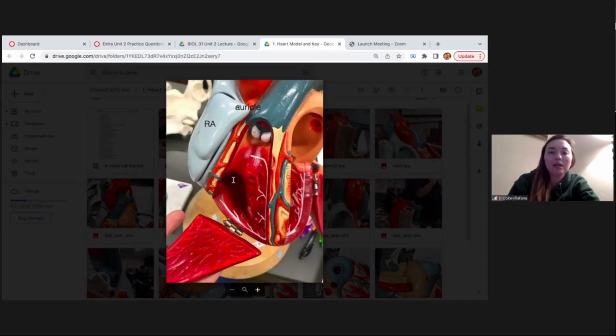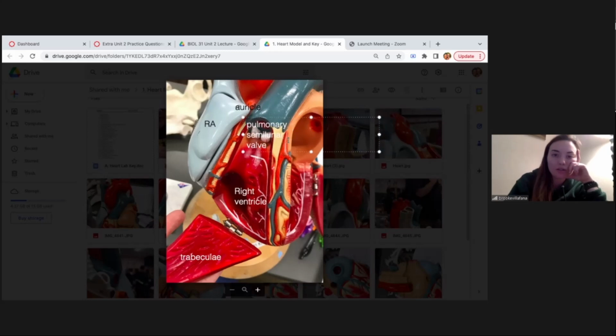And then we lead into the right ventricle. And we can't see that. Let's do this, right ventricle. These little folds on the side, everybody see these little wrinkles? Those are our trabeculae. This would be our pulmonary semilunar valve. Sorry, it's not super easy to see. There's not a great color, but the pulmonary semilunar valve would be right here.